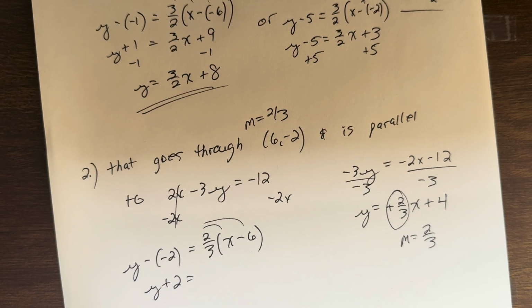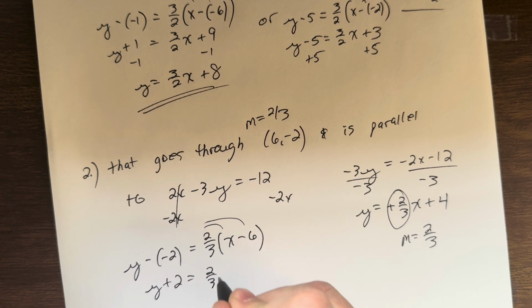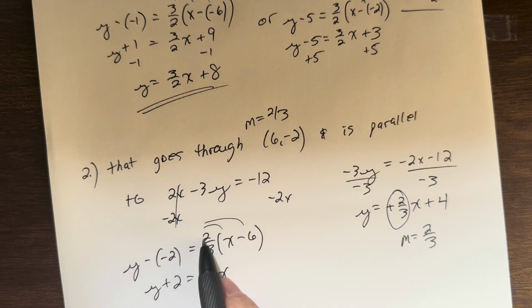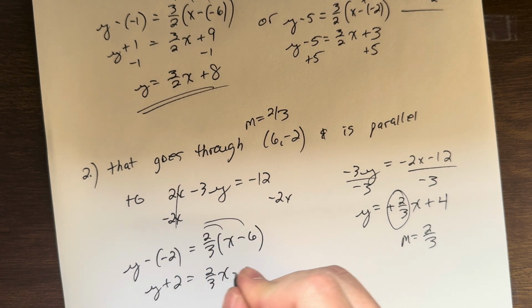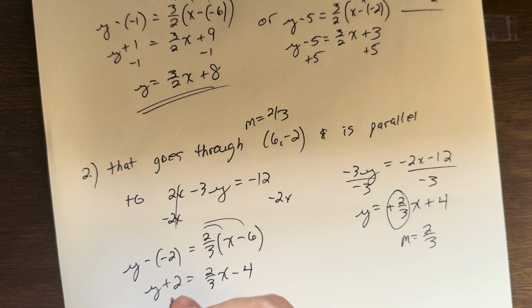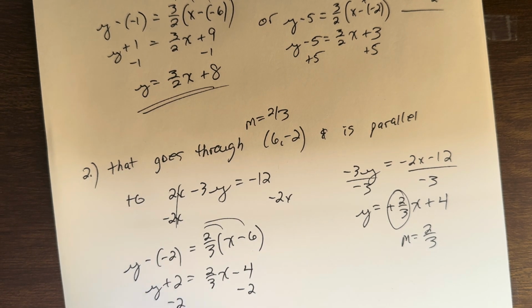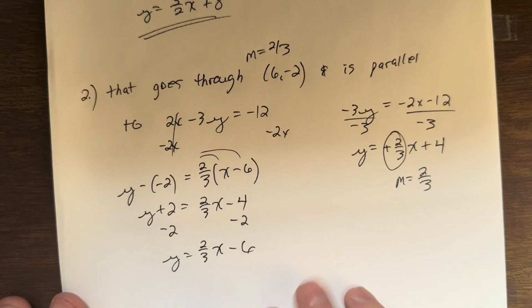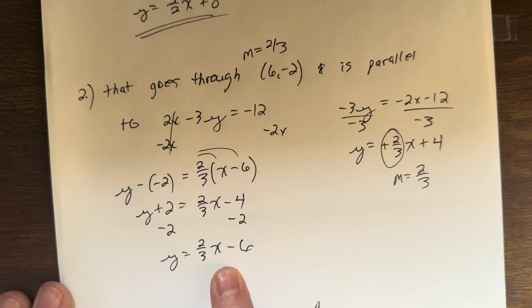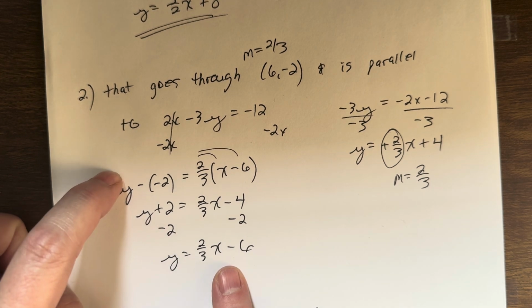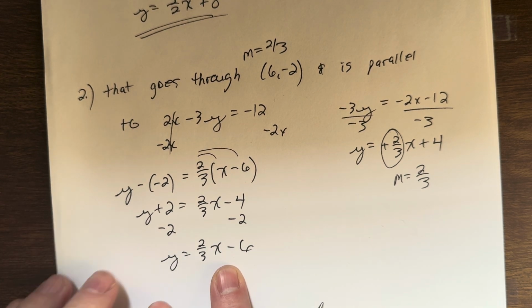This is y plus 2 over here, 2/3 x. I get 2 times 6 is 12. 12 divided by 3 is 4, still negative. Subtract my 2. Y equals 2/3 x minus 6. If I was going to graph it, I'd want that form. But again, we just wanted the equation. So that was a good answer, and so is that.